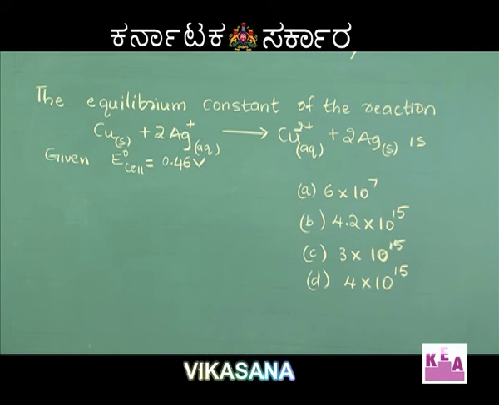Next question is related to calculating the equilibrium constant Kc. The question goes like this: the equilibrium constant of the reaction is given, E naught of cell is given. E naught of cell is equal to 0.46 volt, that is, the electrode potential of the cell is given. Options are A, 6 into 10 to the power 7, option B, 4.2 into 10 to the power 15, option C, 3 into 10 to the power 15, and option D, 4 into 10 to the power 15.